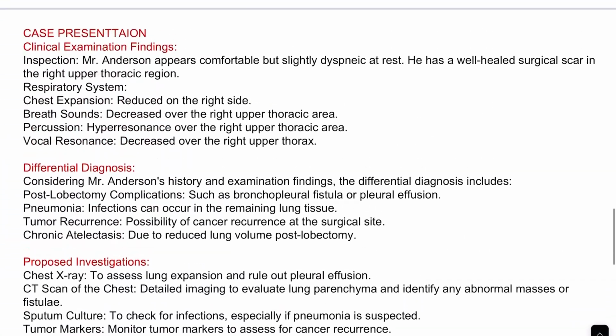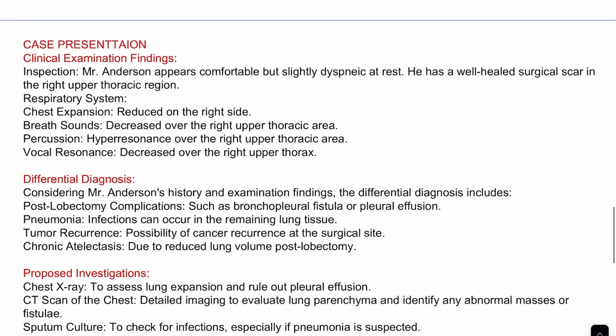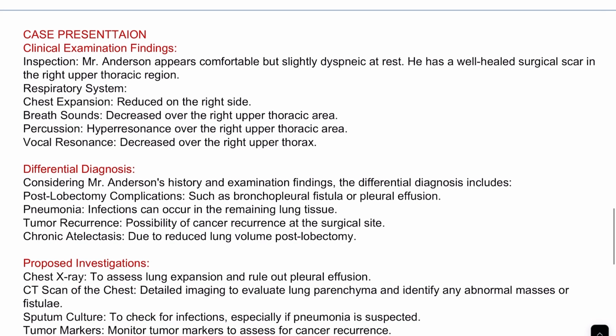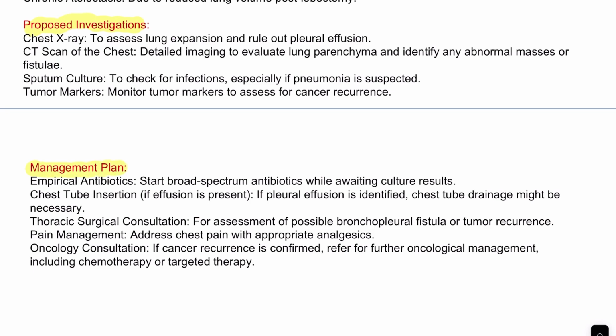So this is all about the presentation. Remember, be systematic and follow these headings. Just tell about your clinical examination findings first, then move on to your differential diagnosis, proposed investigations, and finally your management plan.